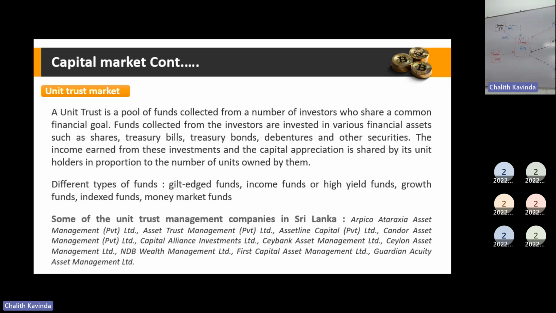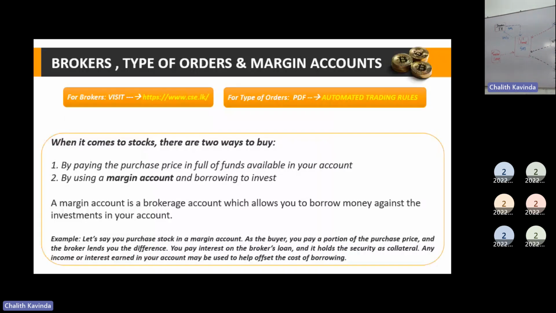So that is the end of the discussion of the capital market. We discussed the share market, debenture market, and treasury bond market, and this is a different kind of market, the unit trust market. Finally, we have discussed brokers, types of orders, and margin accounts. To identify who the brokers are, you can go to the stock market website and see the stock firms there. There are nearly 50 to 80 stock broker companies available in the stock market.